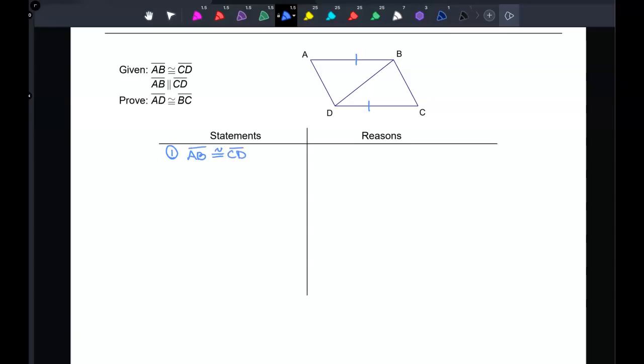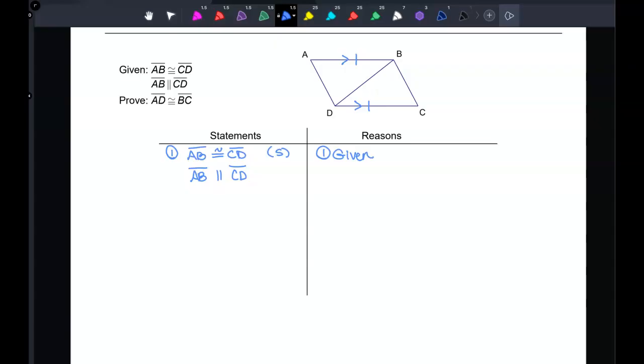AB congruent to CD. That's a pair of sides. And they're parallel. So I had mentioned this is similar to the one on the previous page. I want to get the triangles to be congruent first, and then once the triangles are congruent, all of their corresponding parts are congruent.